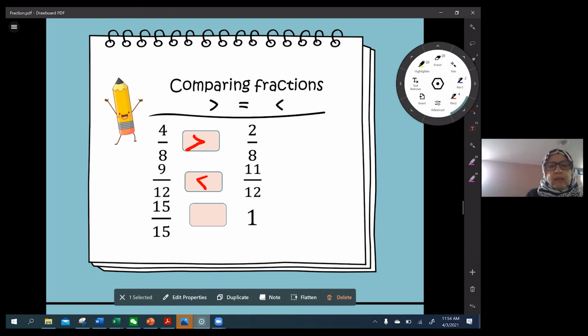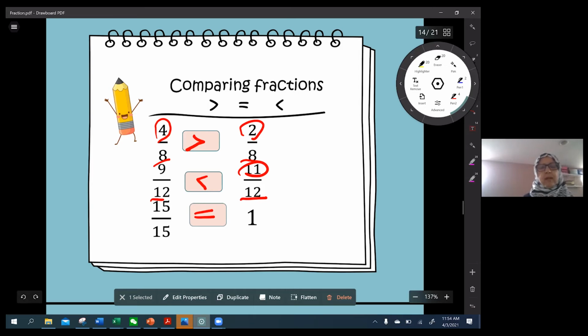So now 1, right? There are 15 slices and you have all of them. Definitely you have 1. Very good. I was thinking maybe I could trick you, but I failed, right? Okay, so now let's look at the numerator, right? Now the same denominator. So 4 is bigger than 2, right? Same denominator, so 11 is bigger than 9. Fantastic. So you got this.